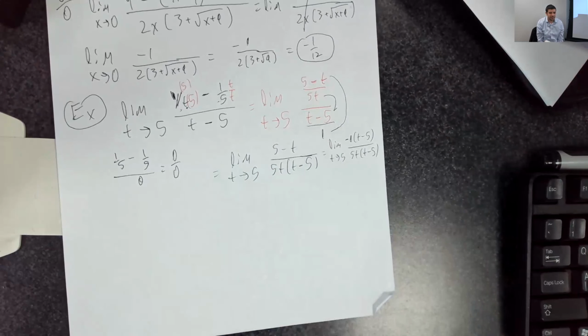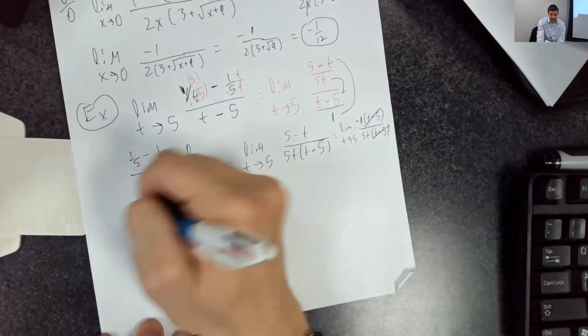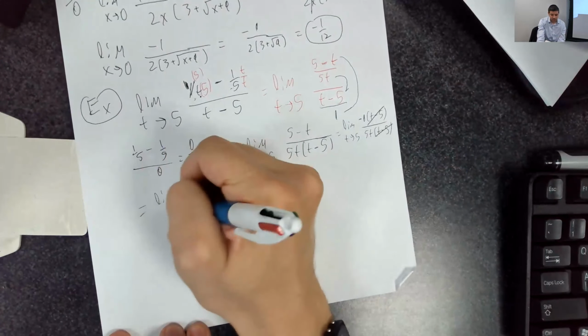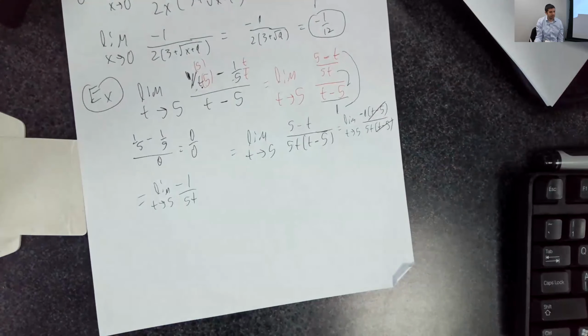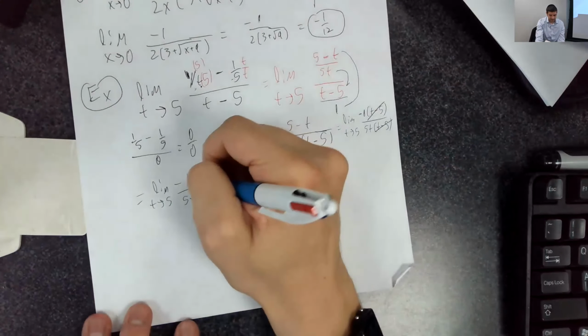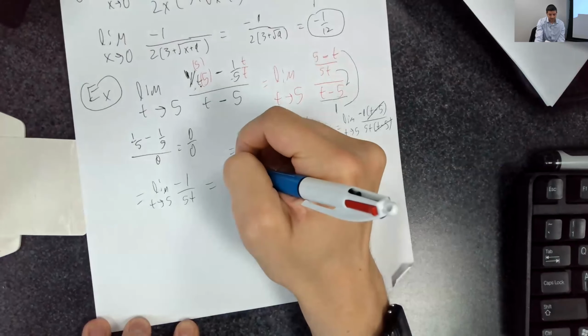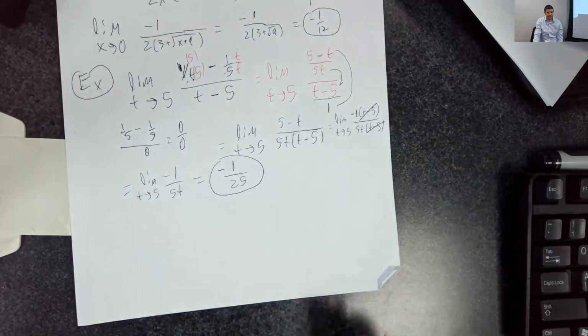And now what? Right, now we can cancel t minus 5. And what do we get afterwards? Negative 1 over 5t. Now what? Put in 5, so you get negative 1 over 25. Okay, any questions about this? Questions?